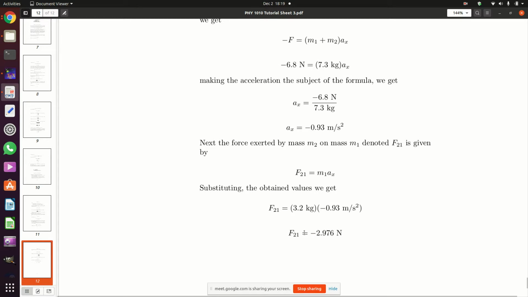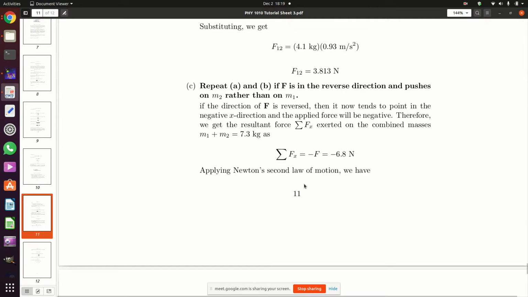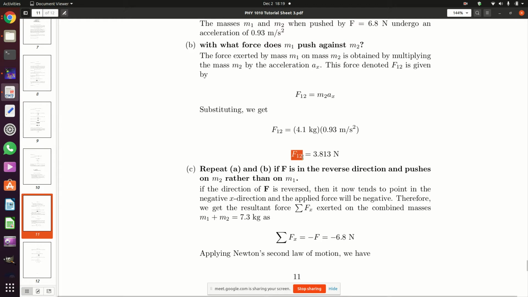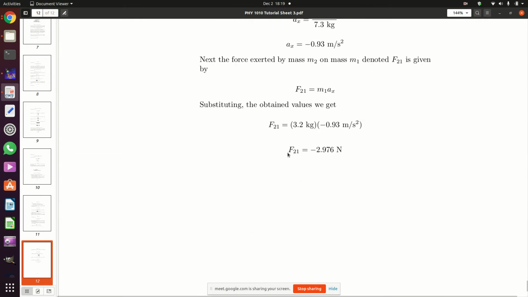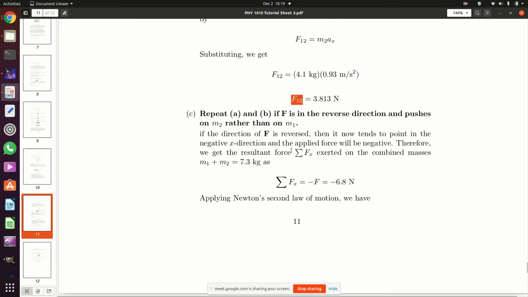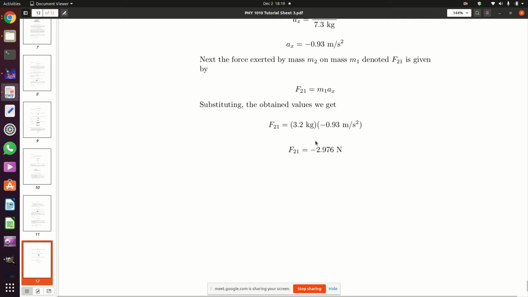If you look at these two forces we have found, F12 is 3.813 newtons and it's positive, and F21 is minus 2.973 newtons and it's negative. The size of these forces is not the same.